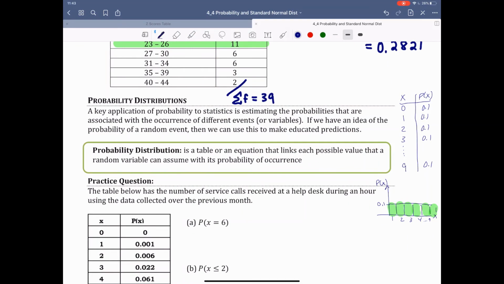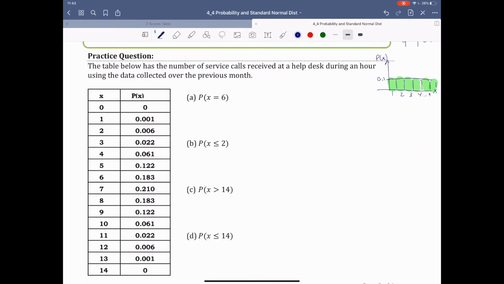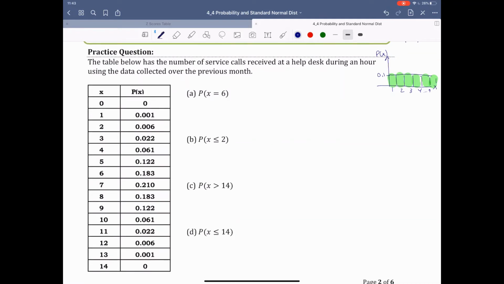Okay, so a probability distribution is a table or an equation that links each possible value that a random variable can assume with its probability of occurrence. So there's an example here. We have a table below that has the number of service calls received at a help desk during an hour, with data collected over the previous month. So we have up to 14 calls being received: 0 service calls, 1 service call an hour, and so on up to 14 service calls an hour.